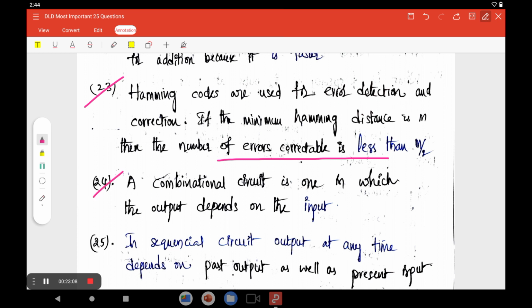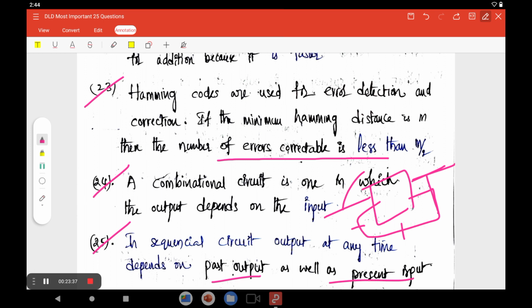Question number 24: a combinational circuit is one in which the output depends on the input only. So I think it's a very easy question. At the same time, a sequential circuit consists of a feedback mechanism. So in case of a sequential circuit, there is input and output, and at the same time some feedback pattern. Therefore, the output depends on the input value as well as the feedback, that is, the past value. Therefore, in a sequential circuit, the output depends on the past output as well as the present input.